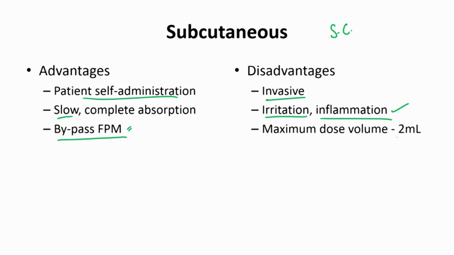And then there is a limit to how much dose you can deliver. Unlike the oral route, where you can deliver hundreds of ml, in this case the maximum you can deliver under the skin is 2 ml. Beyond that your skin elasticity will not let it be delivered further. There will be too much pressure, and you might damage the surrounding area.